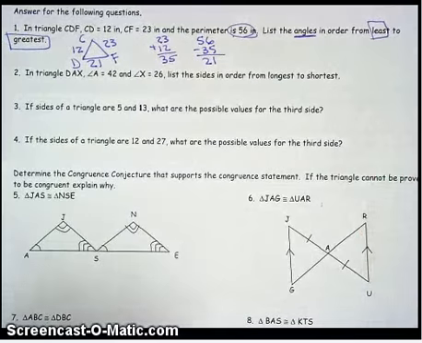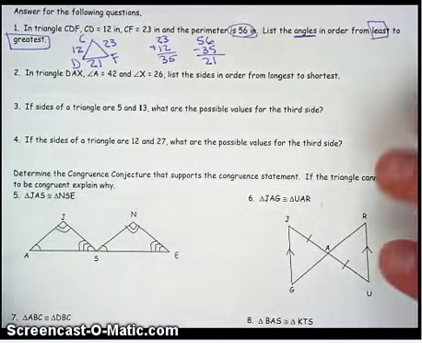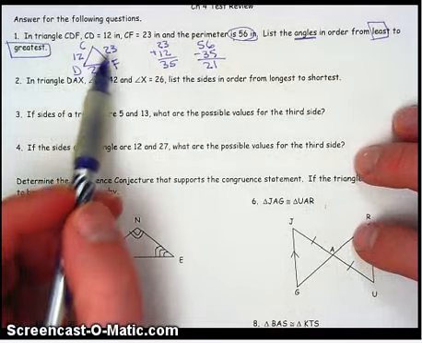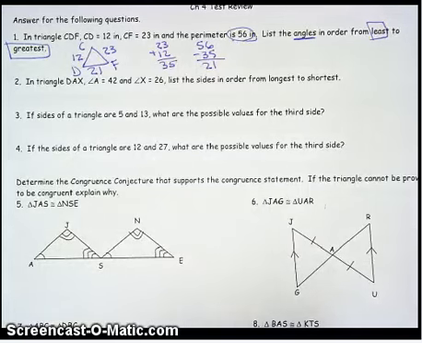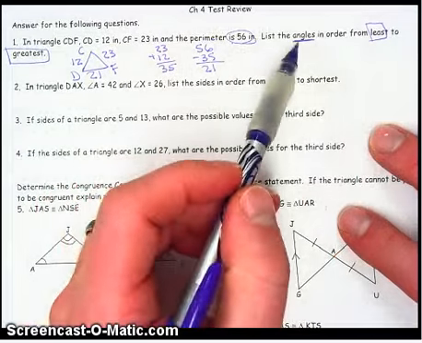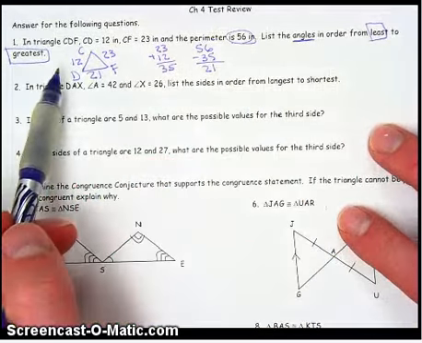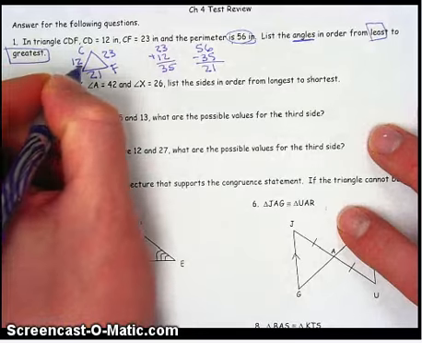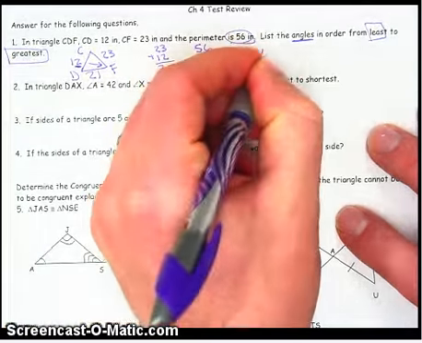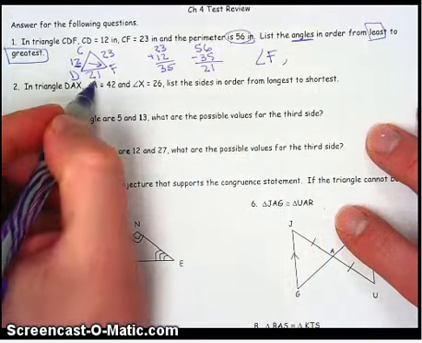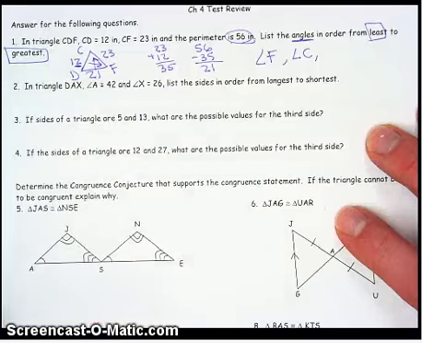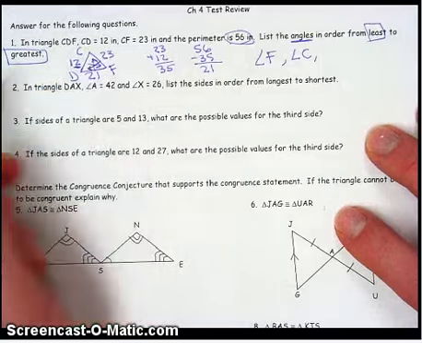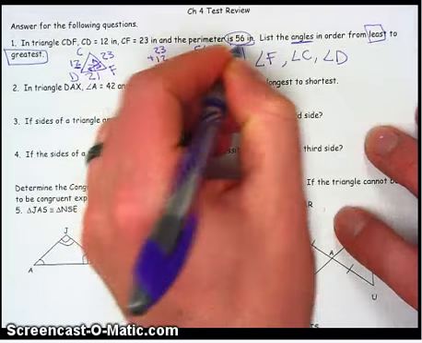Now remember, we talked about this with that straw activity that we did. If I'm looking at my sides, the biggest angle is always opposite the biggest side, and the smallest angle is always opposite the smallest side. So I want to list the angles from least to greatest. I need to start with the smaller side, which is 12. Opposite of that is angle F, so that's the smallest angle. The next biggest side is 21, which makes angle C the next biggest angle. And then 23 is the biggest side, so that makes angle D the biggest angle.